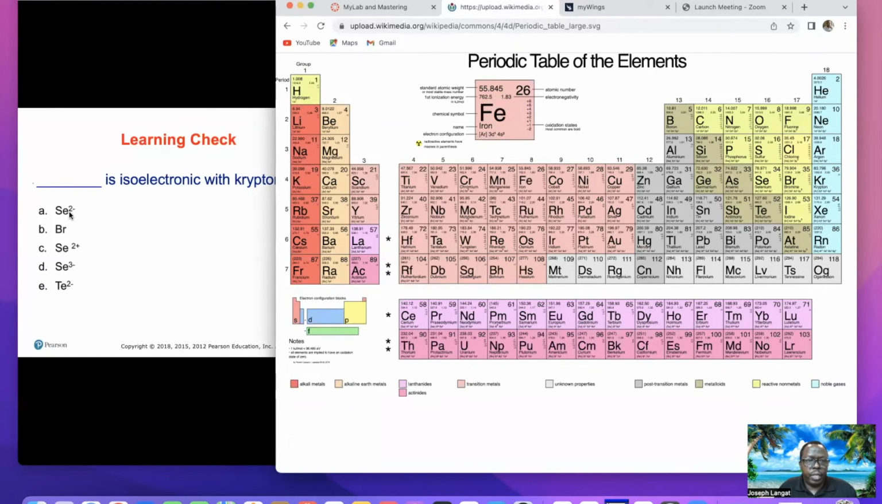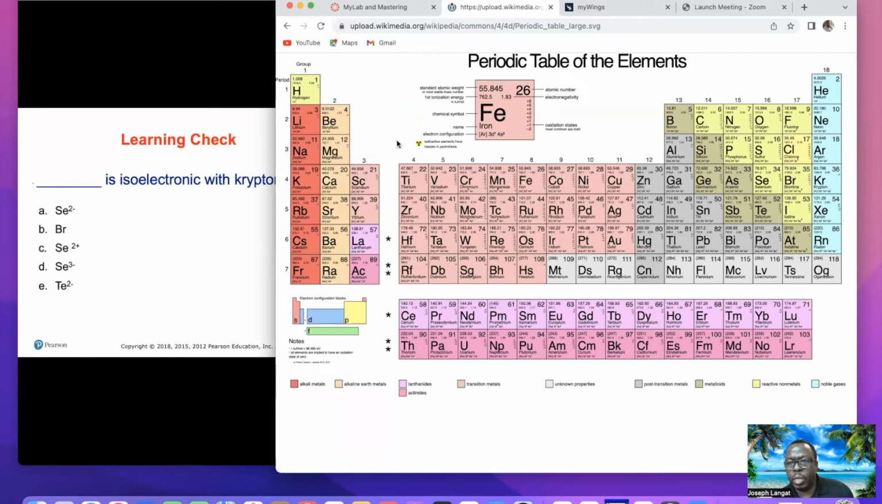Understand the overall negative charge means we have extra electrons. For example, selenium, we have 2 extra electrons. Selenium here is number 34. If we add 2 electrons, it will end up with 36, which is the same as krypton. So A is the correct answer. It is isoelectronic, meaning they have the same number of electrons as krypton. Bromine is number 35, and the way it is right now, we only have 35 electrons. It's not isoelectronic with krypton.